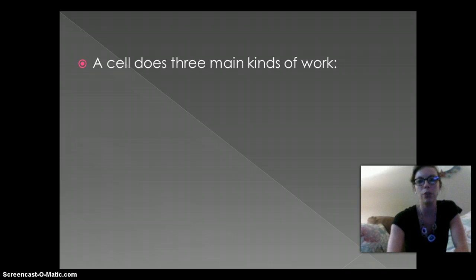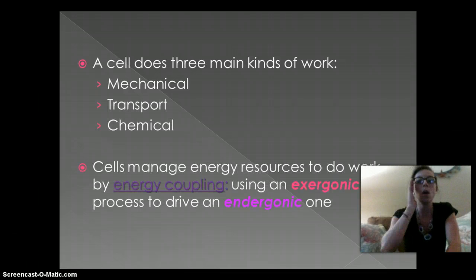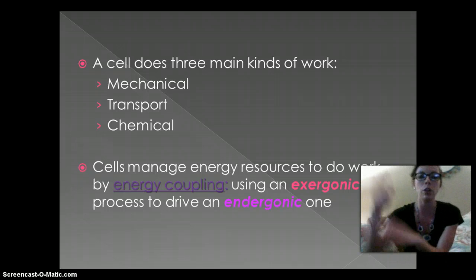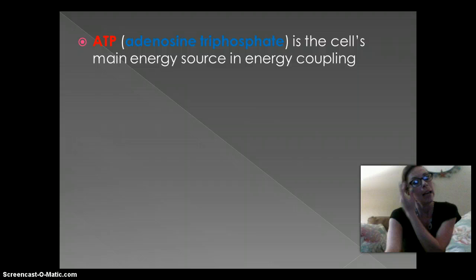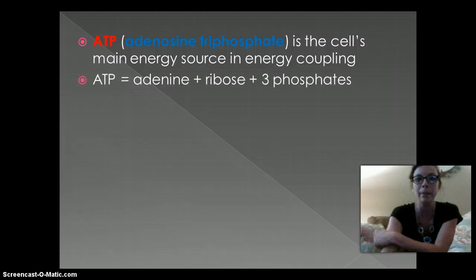So a cell is going to do three types of work: mechanical, transport, and chemical. And a cell is going to do what's called energy coupling. So it's going to use exergonic processes to drive an endergonic process. So a cell is going to use the ATP from cellular respiration to drive other functions in the cell. ATP is adenosine triphosphate. This is going to be the main energy source in the cell, or an energy coupling.